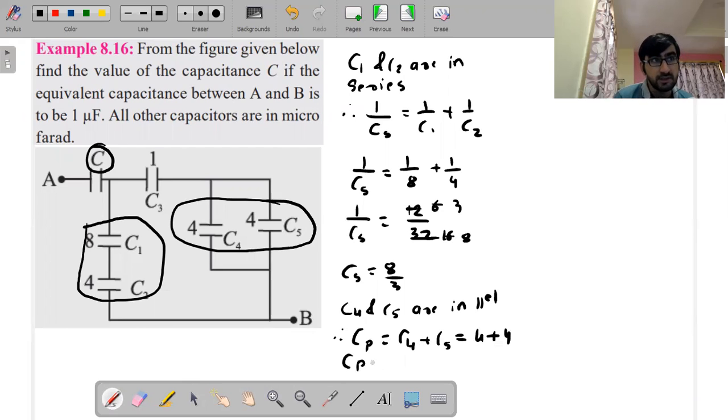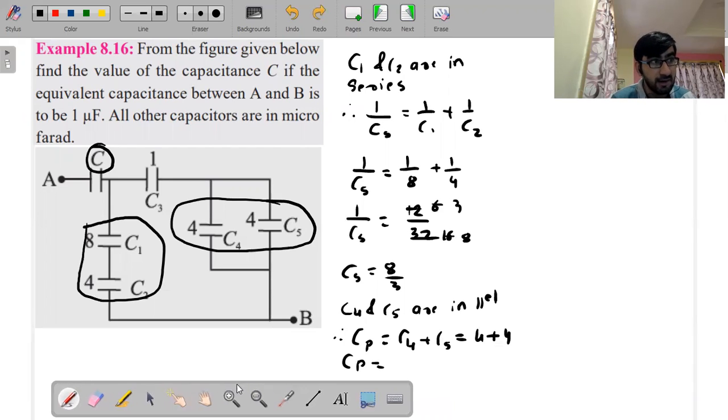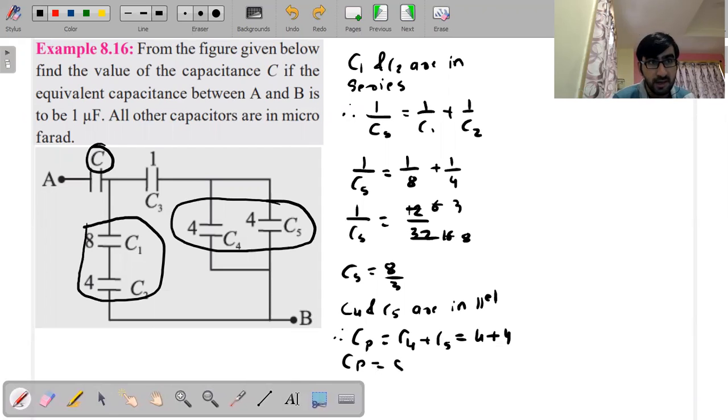So equivalent capacitance, if I replace C4 and C5, I will get one capacitor which will have capacity of 8 microfarad, and they have told you that everything is in microfarad. So CP is 8 microfarad, CS is 8 by 3 microfarad. What is left is this one. So we have to see now how C3 is combining. So basically, if you see C3, the equivalent of C1, C2 that is CS, and the equivalent of C4, C5 that is CP, these all are in series.